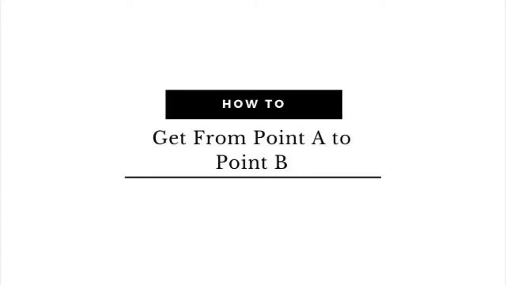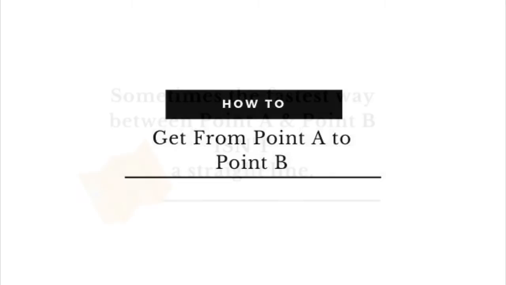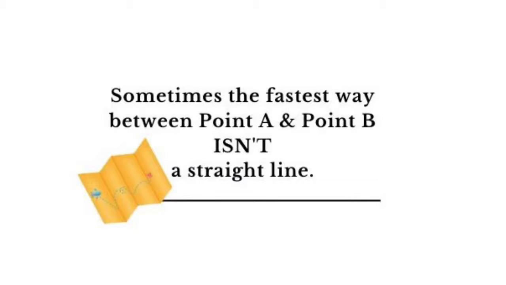So next thing we need to do is figure out how to get from point A to point B. Point A is the part where the student starts learning the song, and point B, that they have completely mastered it. So something I've learned in teaching and parenting is that sometimes the fastest way between point A and point B isn't a straight line. Do you know what I mean?